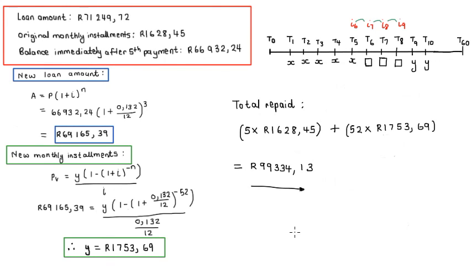And what was the original loan that she actually took? That was 71,249 and 72 cents. So the amount of interest that she paid is a total of 28,084 rand and 41 cents.